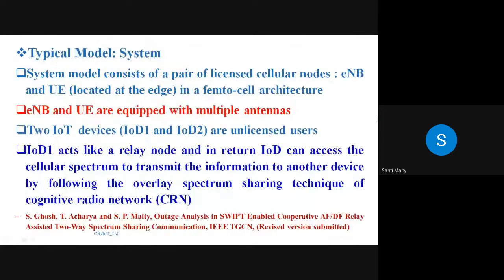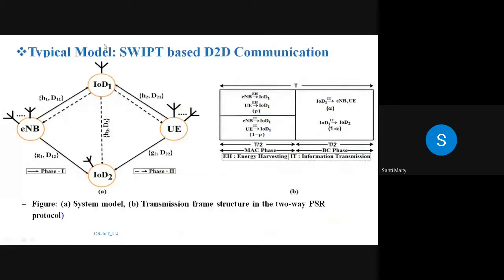If IoT systems are working in CR mode as an overlay mode, meaning that IoT devices need not check whether the primary is there or not, IoT is fully aware of the primary. IoT is receiving the primary user signals, and in the second time slot it transmits its own data to the second one, along with the data of this one. So here it operates in the overlay mode of information.